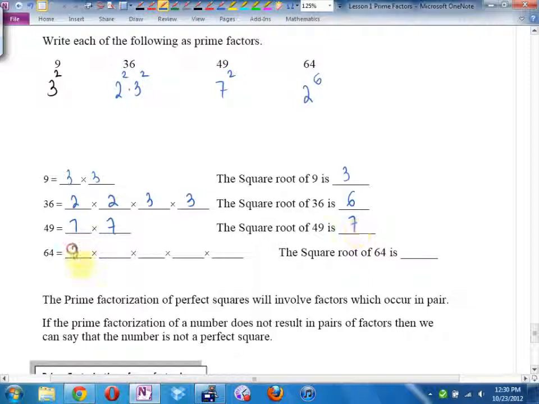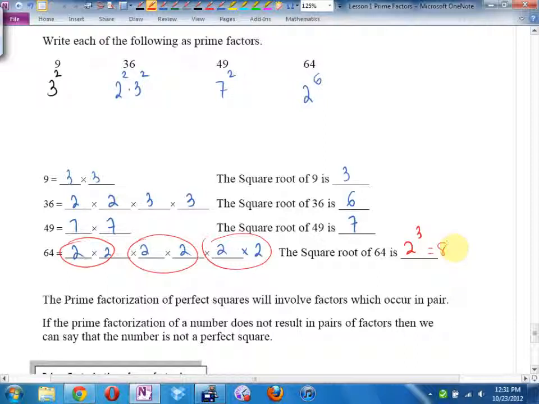64 is 1, 2, 3, 4, 5, and we're missing a 2. 6, we're missing a space. It's 6 2s. 1 pair, 2 pairs, 3 pairs. How many pairs are there grand total? 3. The square root of 64 is 2 to the 3rd. By the way, what is 2 to the 3rd when you evaluate it? What is 2 times 2 times 2?